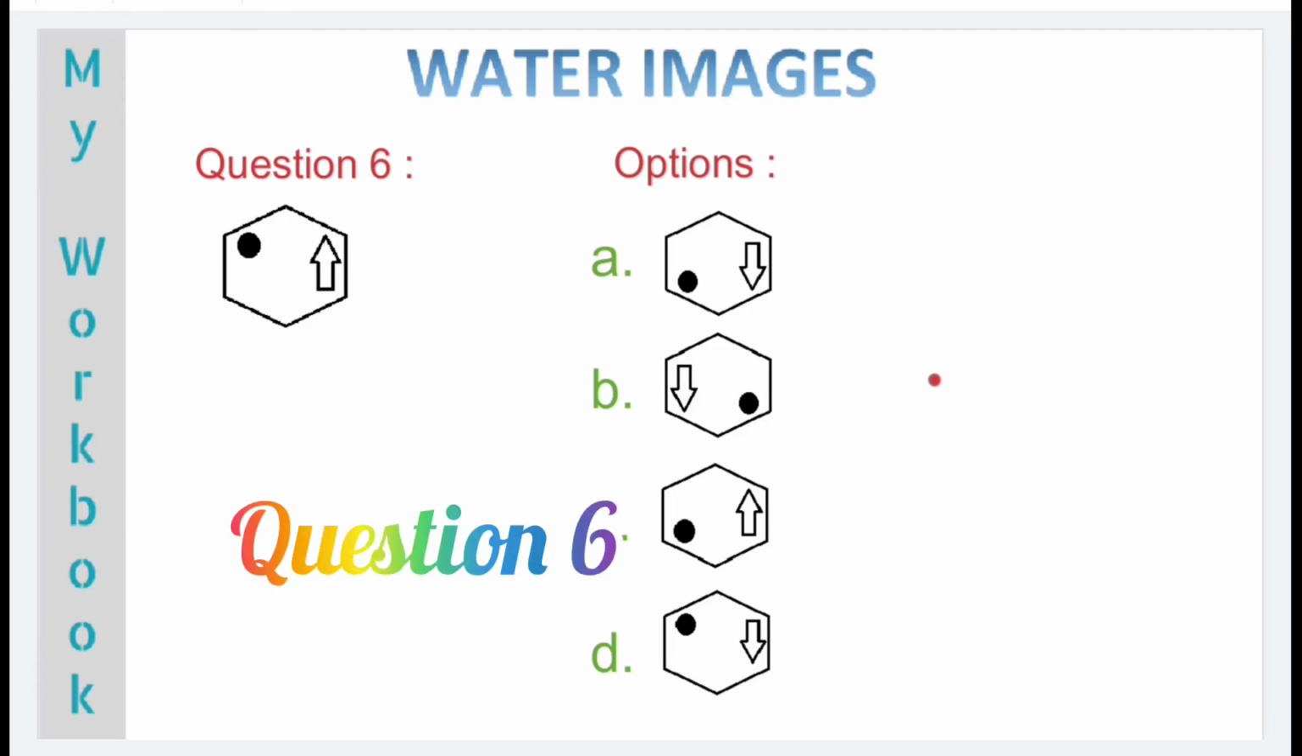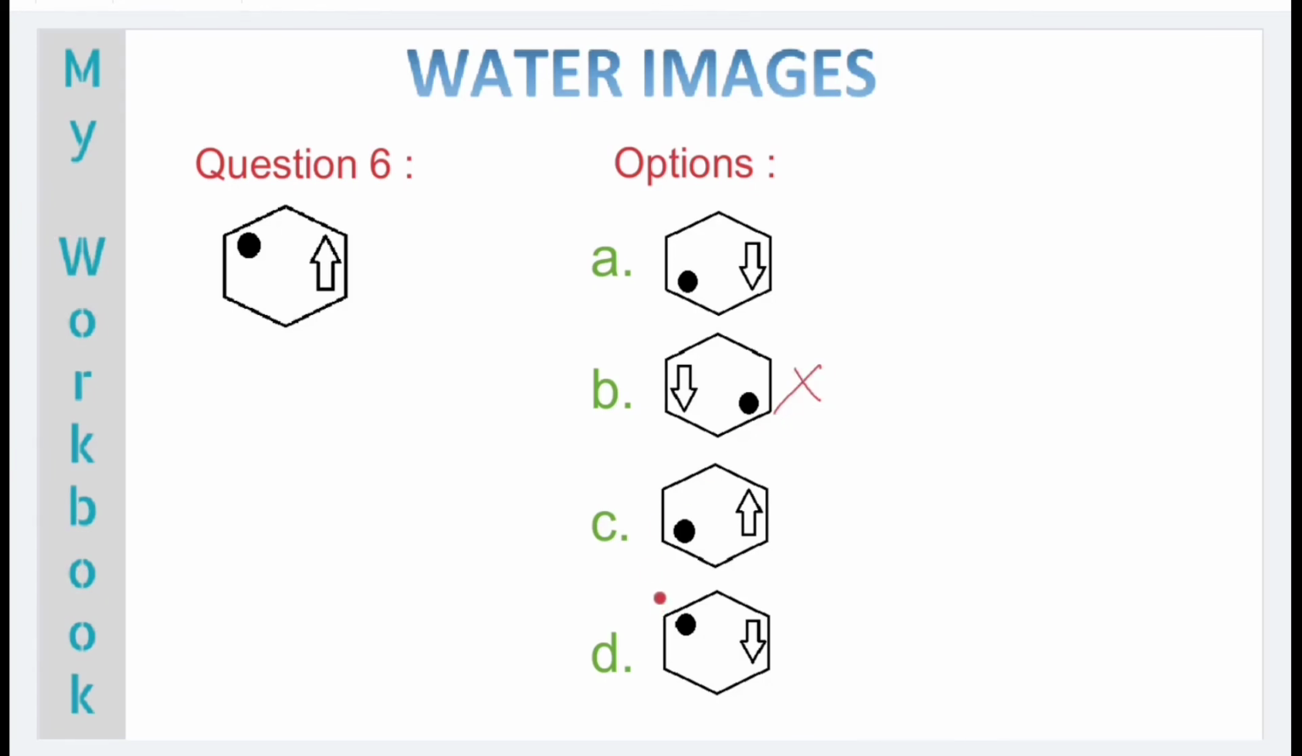Question number 6. We have a hexagon with a solid circle and the arrow pointing upwards. Option B stands out, right? The arrow on the right side has moved to the left side. This never happens in water image, so right away eliminate it. The solid circle is on the left top, so in the water image the circle will move to the left bottom. So we can eliminate option D because the position of the circle is wrong in option D.